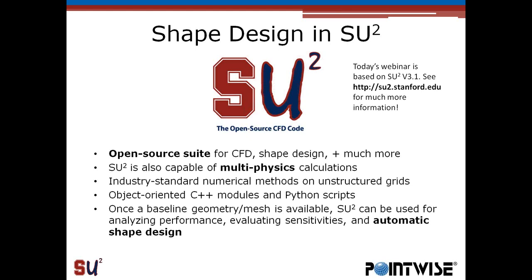Today we're just going to talk about aerodynamic design, but we can also do multi-physics calculations, we can do low boom design. We have a number of other capabilities that we won't get into, just given time constraints. So this is an industry standard type of tool with industry standard numerical methods on unstructured grids. And it's mostly object-oriented C++. We use a lot of Python scripts for automation, and we're going to show quite a bit of that today.